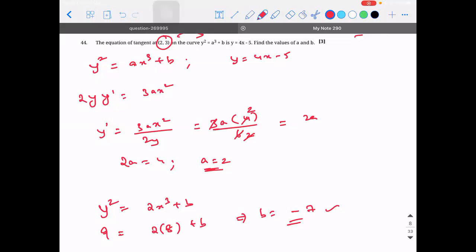Sir, but I hope 2a be equal to 4 by 5, sir. So 2a is the slope. Okay, 4 it is of the form y is equal to mx plus c. Oh. Okay.